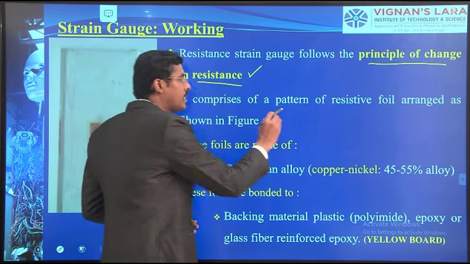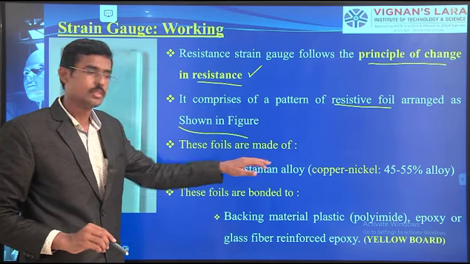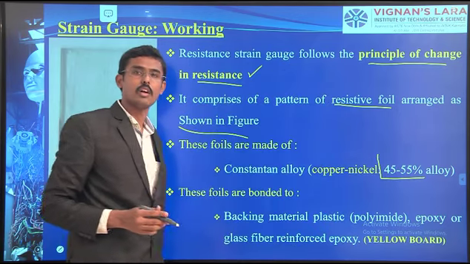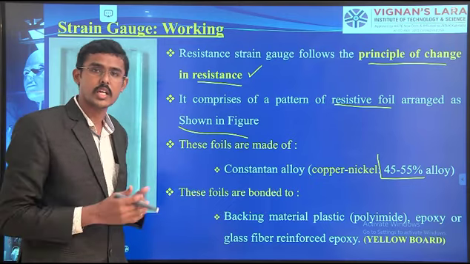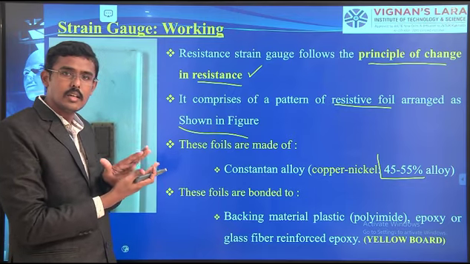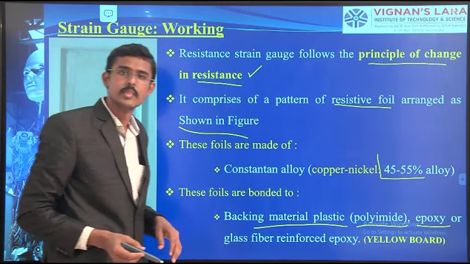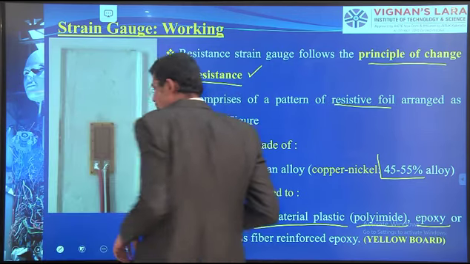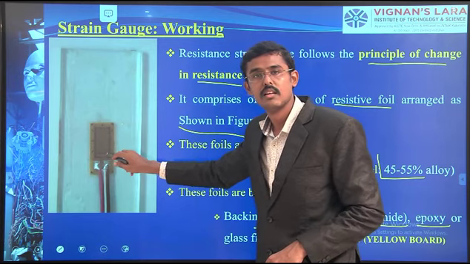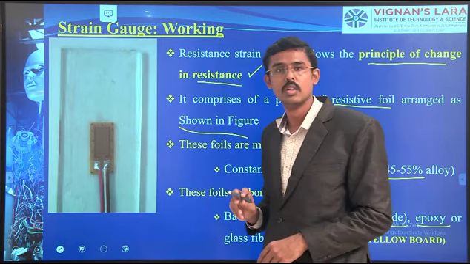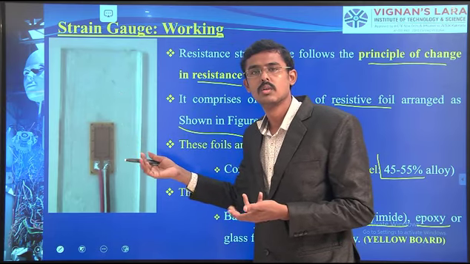Right? It comprises a pattern of resistive foil arranged as shown in the figure. We have seen this already. These foils are made of copper nickel alloy combinations of 45 to 50%. These foils are already bonded on plastic material like polyimide or epoxy. Right? What I am telling here is nothing but this yellow board. This plastic material is nothing but this yellow board. The copper nickel foil is bonded on this yellow plastic board. This plastic board is pasted on this glass board. It means the object on which we want to measure the displacement.